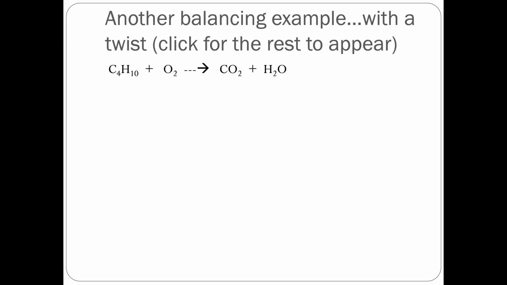All right, so you can click as you go. You can try this on your own, but let's just do this. All right, so we'll count. Right now the carbons, there's 4 and 1. The hydrogens, there's 10 on the left and 2 on the right. The oxygens, there's 2 on the left and 3 on the right. So it's obviously not balanced.